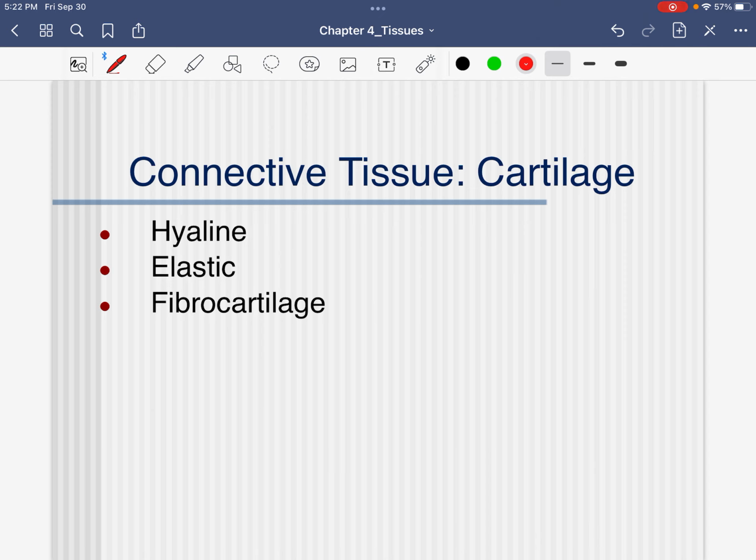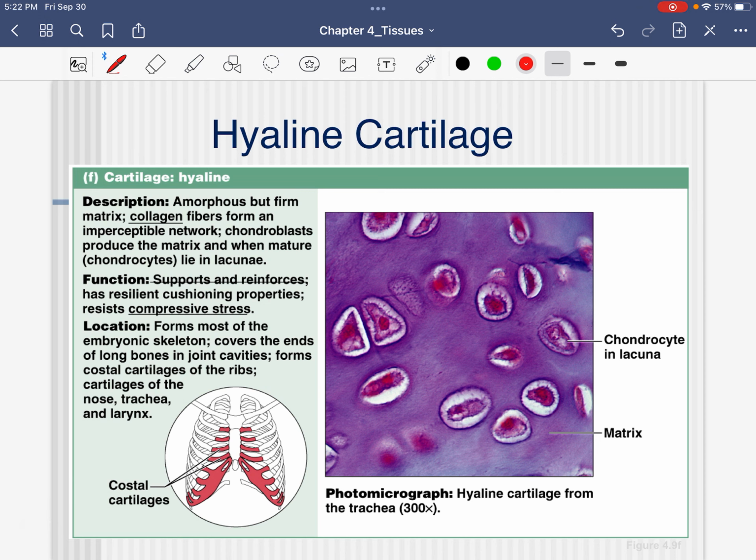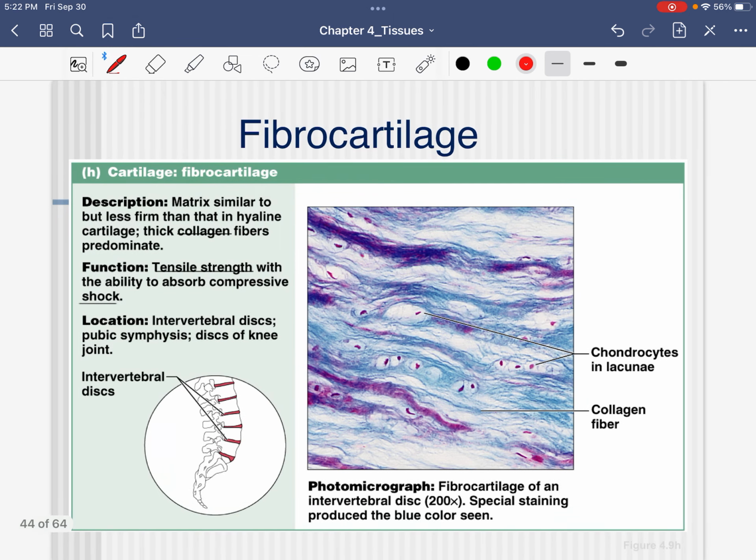The next three connective tissues are all types of cartilage. So in our body, there are three possible types of cartilage: hyaline, elastic, and fibrocartilage. Okay, so let's first talk about what characteristics these cartilage tissues have. What makes sense to me when I look at the slides of cartilage, no matter if it's hyaline, elastic, or fibrocartilage, when I look at the cells, to me, they look like eyeballs.